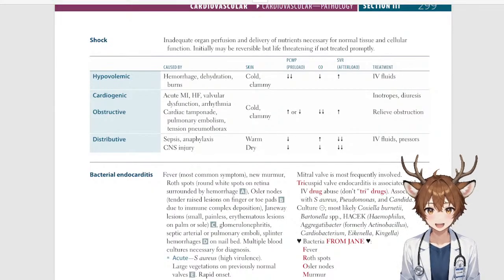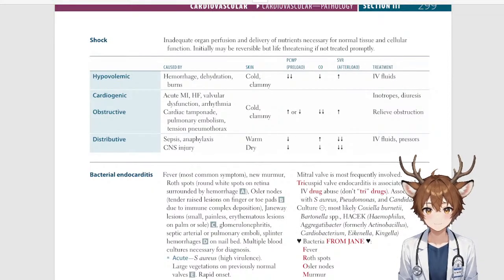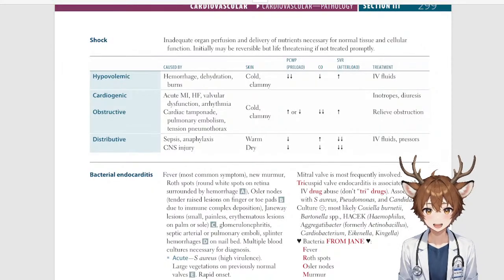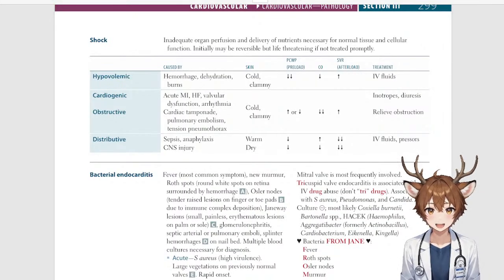What about distributive shock? Well, distributive shock is a little bit different. You have two different groups. So sepsis, which is early, or anaphylaxis, and the other camp is CNS injury. So let's say you have sepsis or anaphylaxis. It will have systemic vasodilation.